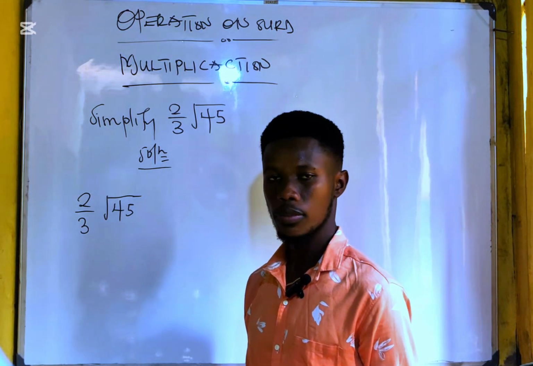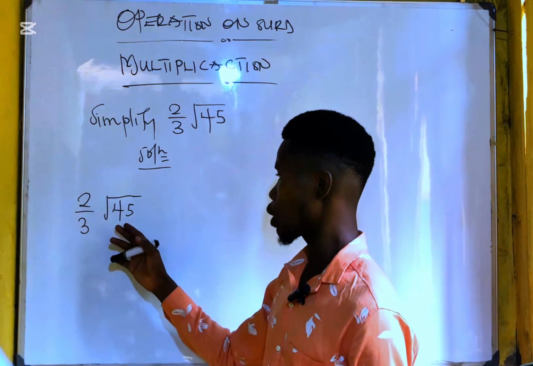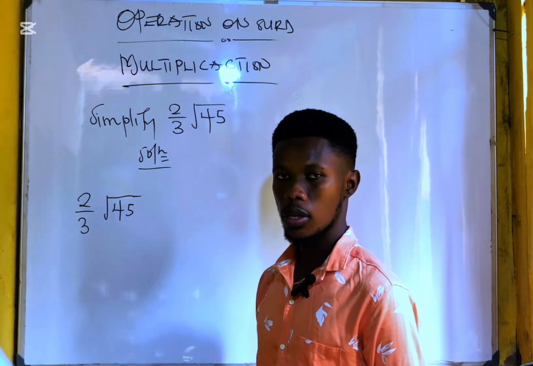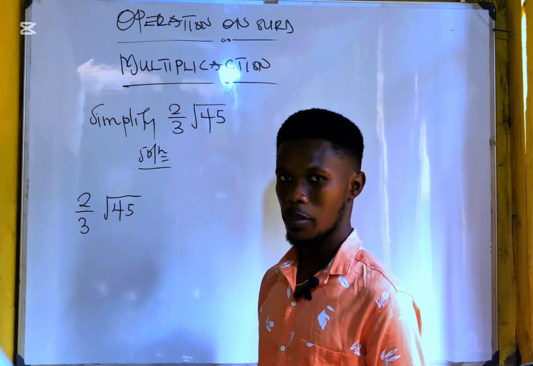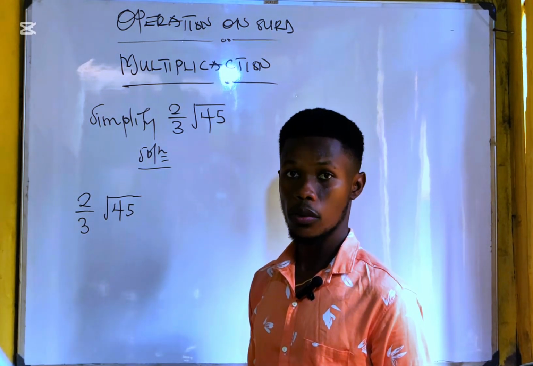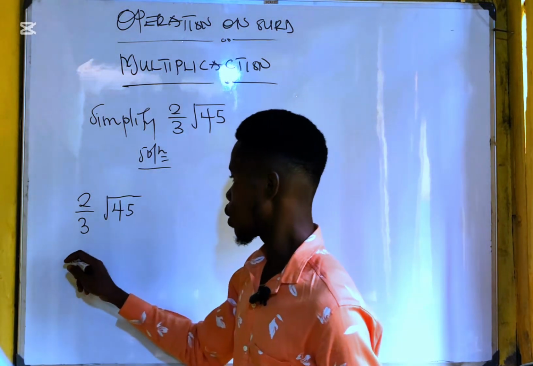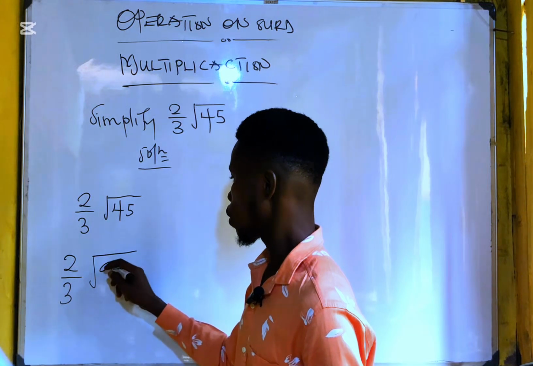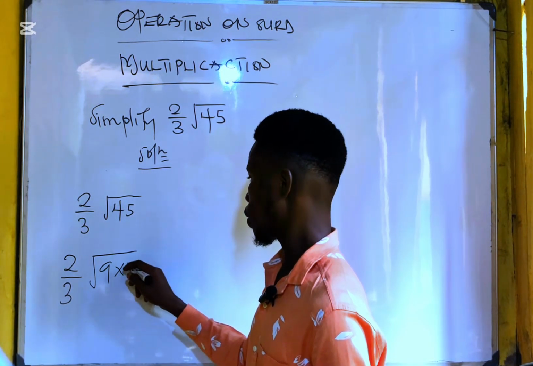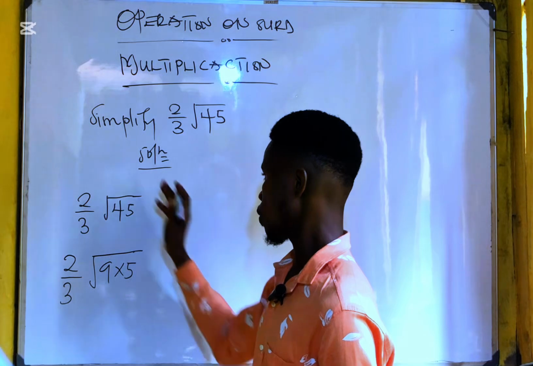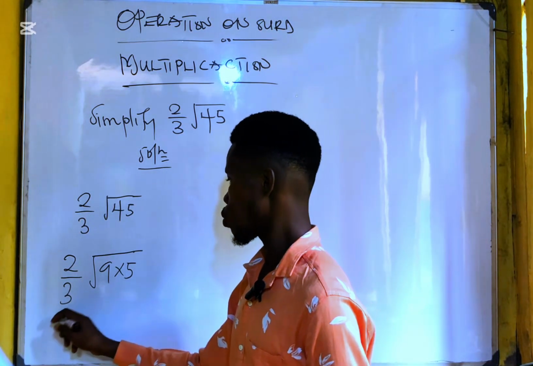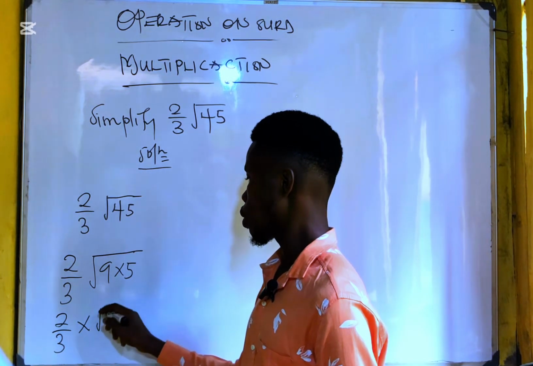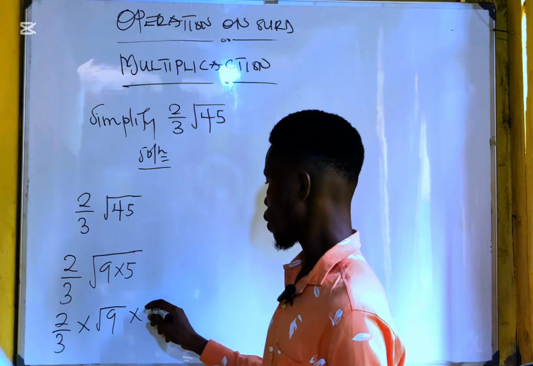Now, we have to get two numbers to multiply here to get 45. So what number times one number will give you 45? That is 9 times 5, right? Okay. So here is going to be 2 over 3 root of 9 times 5. So that you have 2 over 3. Remember this one like this means it's multiplying, okay? Root 9 times root 5.